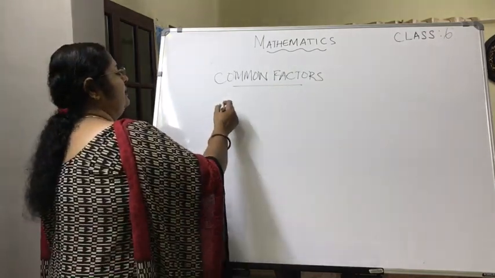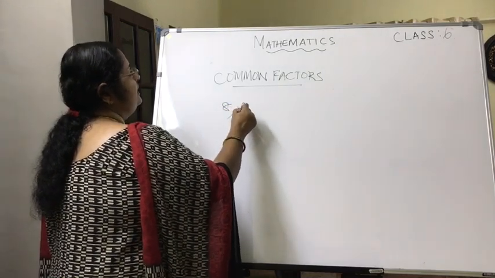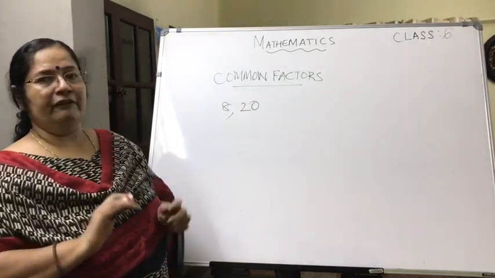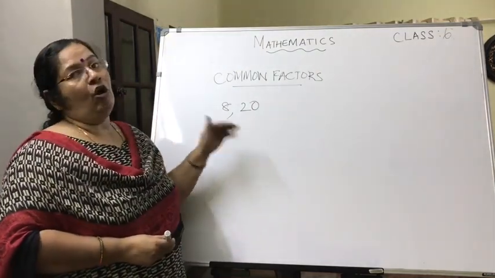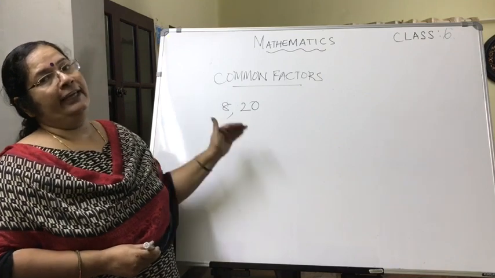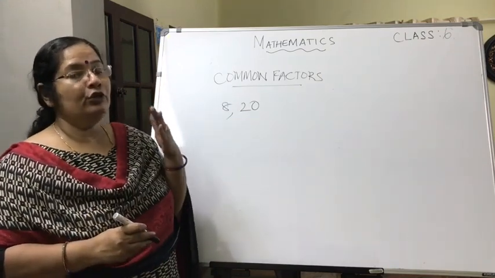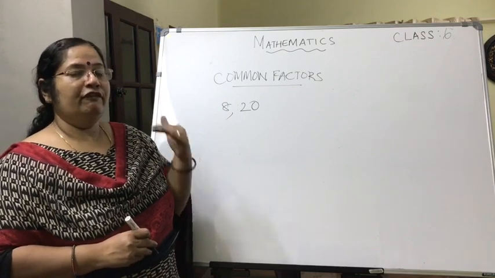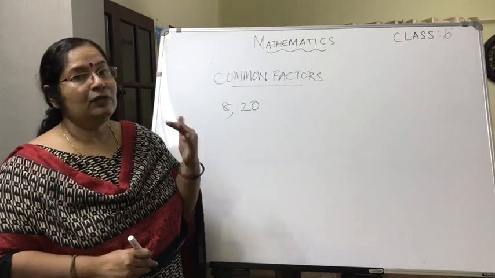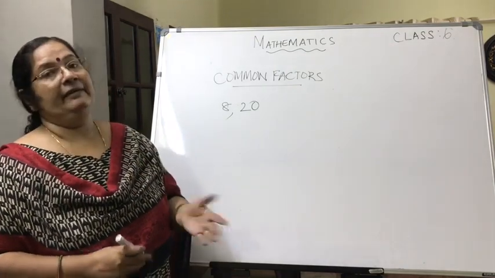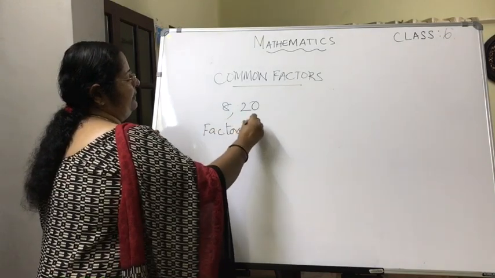Suppose you have, say, 8 and 20. Two numbers are given for you. Now you are asked to find out which are the common factors of 8 and 20. So as a first step, what will you do? You will find the factors of 8 and 20 separately. So first you will find the factors of 8.